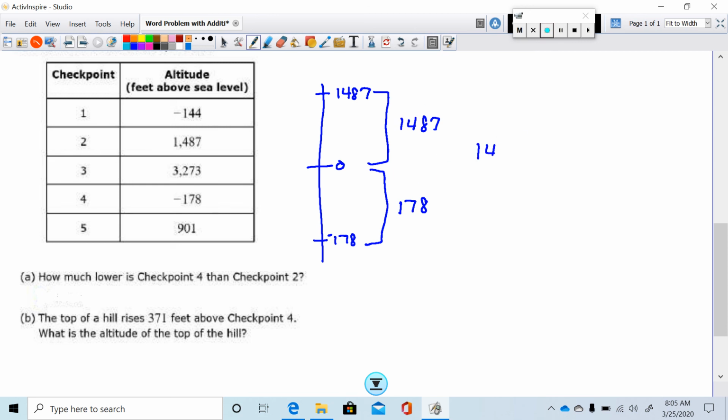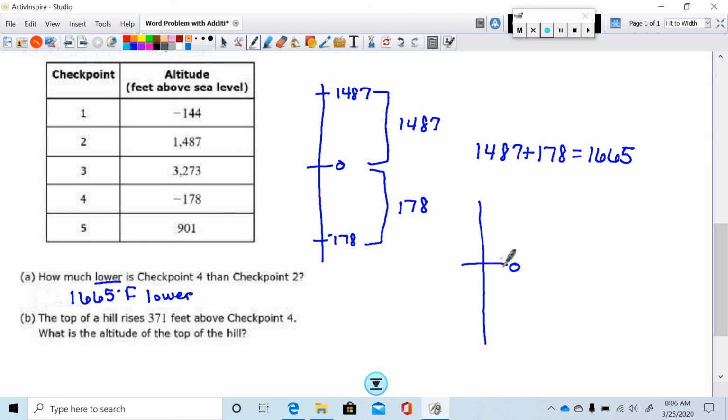So 1487 plus 178 is 1,665. Okay, so it is 1,665 degrees Fahrenheit lower. I use the same wording that they used. Okay, the next one.